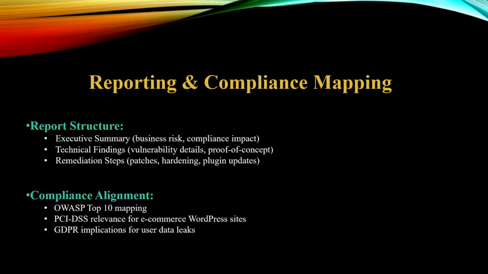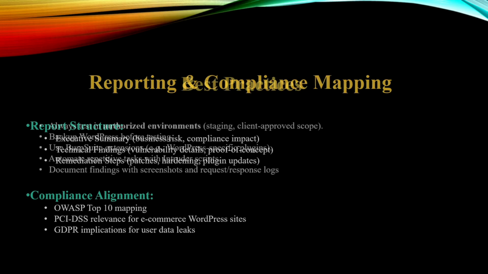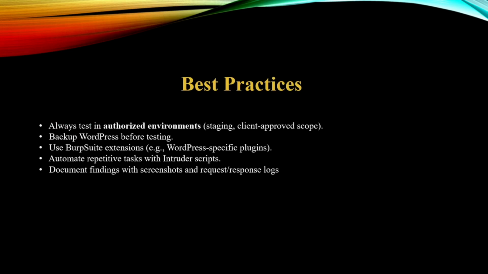The reporting means the reporting structure: executive summary, the business risks and implications, the technical findings, and the remediation steps like patching, hardening and plugin updates. These are the reports, or the compliance alignments, like OWASP Top 10 mapping and GDPR implications for user data leaks. The best practice is to always test in an authorized environment, with client approval of scope, whether black box, white box or gray box.